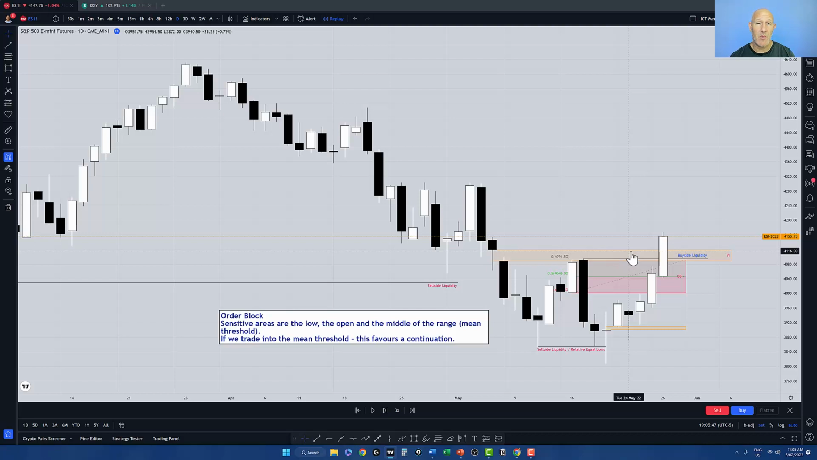So let's zoom down to our 1 hour chart now and have a look at the price action on the 26th and start to frame the trade that ICT took in that AM part of the session.